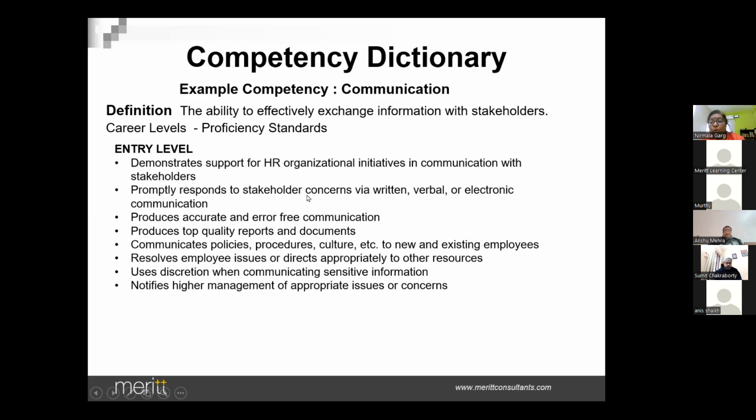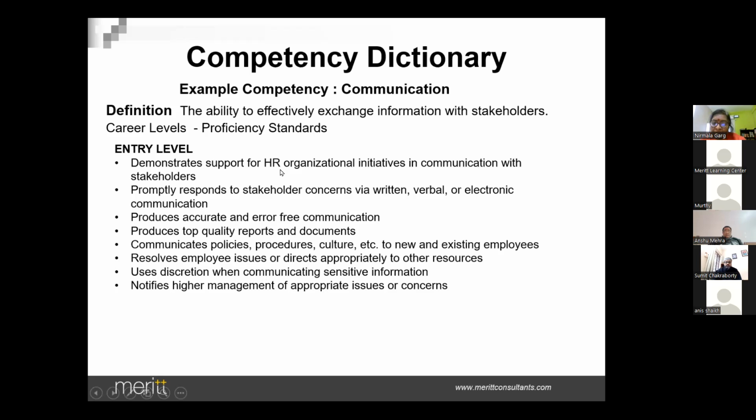Promptly responding to all stakeholders through written and verbal communication. Produces accurate and error-free communication. Produces top quality reports and documents. Communicates policies and procedures. Resolves employees' issues. Uses discretion when communicating. Notifies higher management.